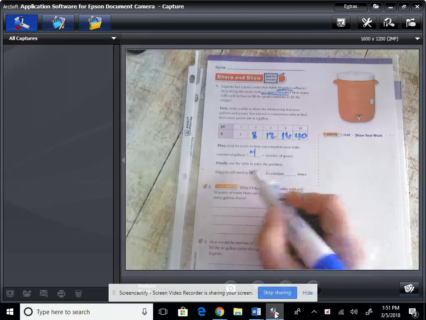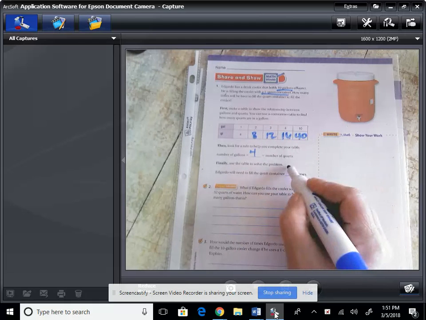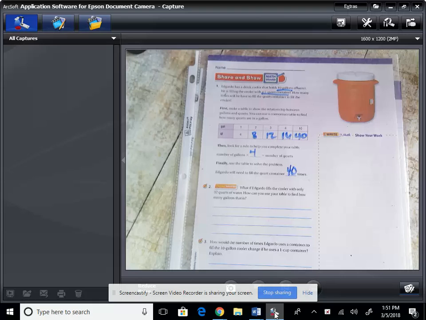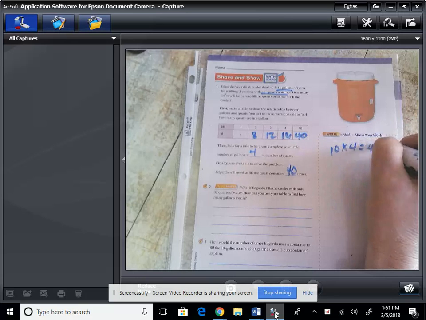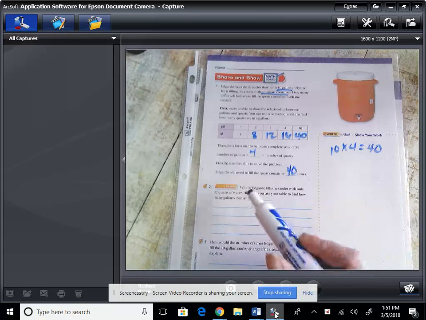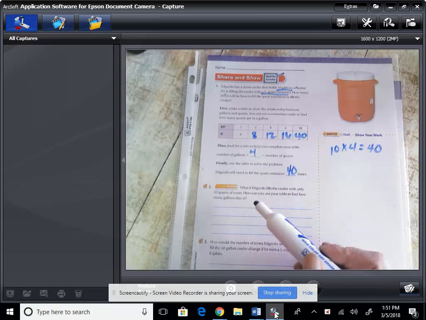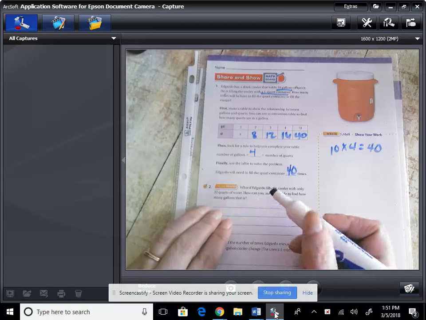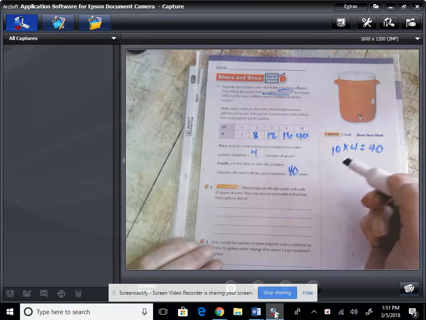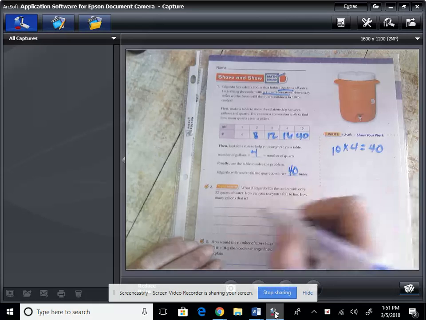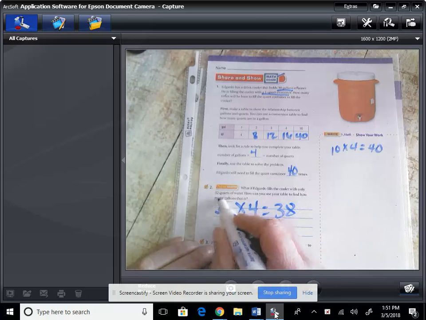The number of gallons times 4, because there are 4 quarts in a gallon. So use the table to solve the problem. He has 10 gallons, so he'll have to fill it 40 times, because 10 times 4 equals 40. All right, think smarter. If Eduardo fills the cooler with only 32 quarts of water, how would I use the table? Well, I would do what times 4 equals 32, and I know that's 8.